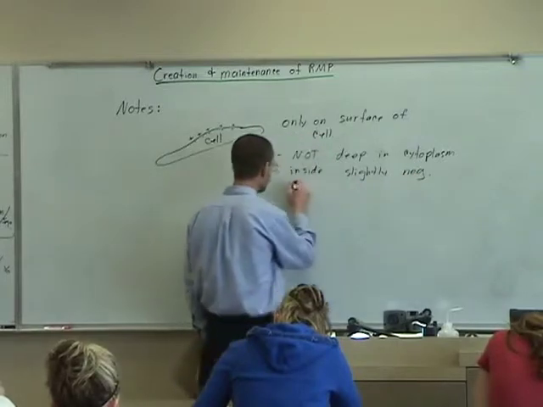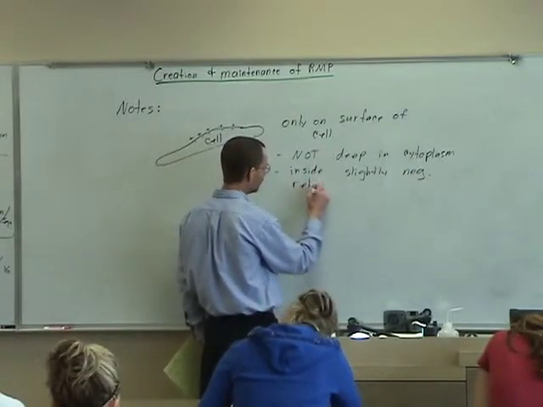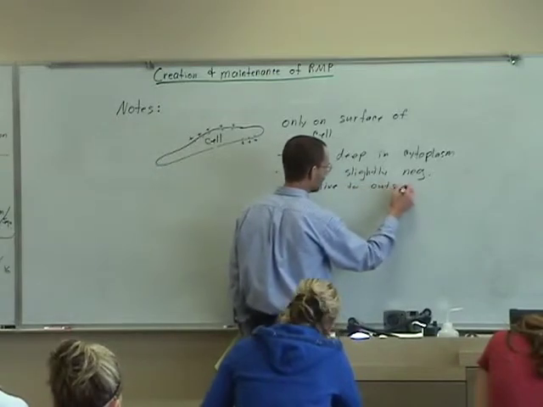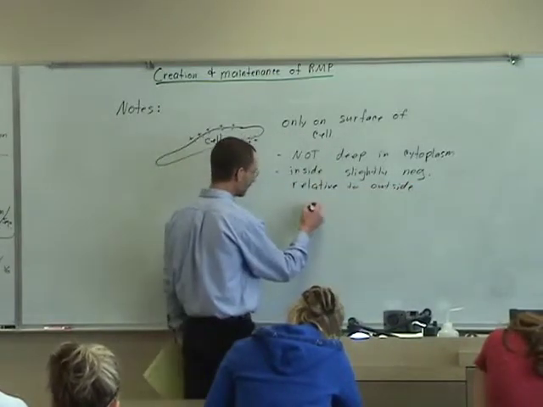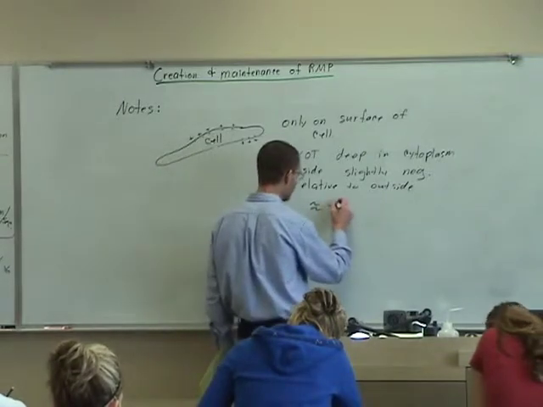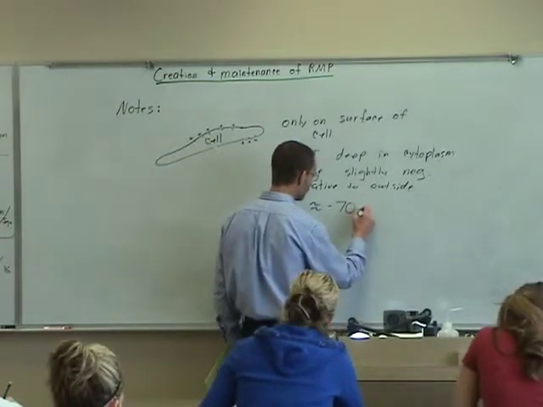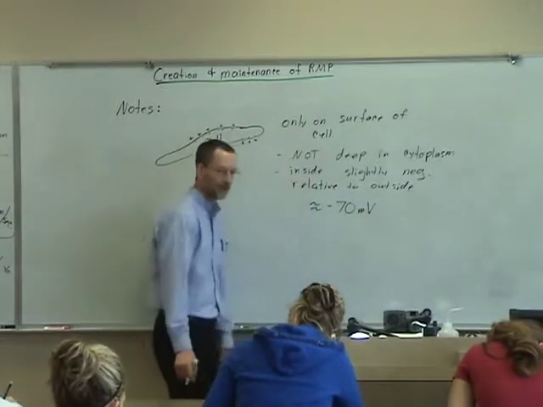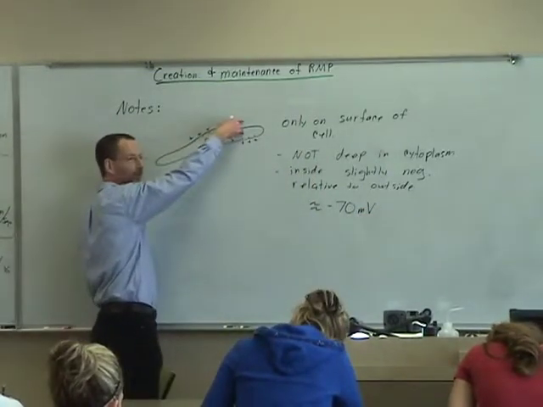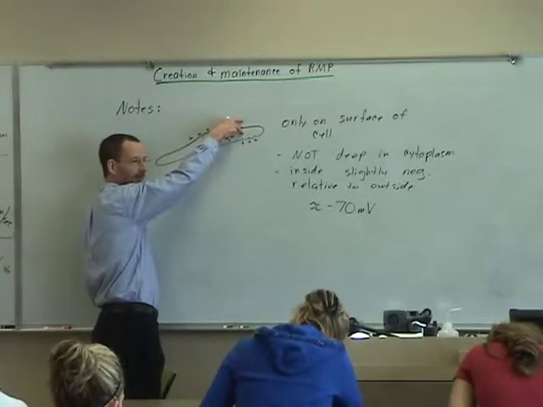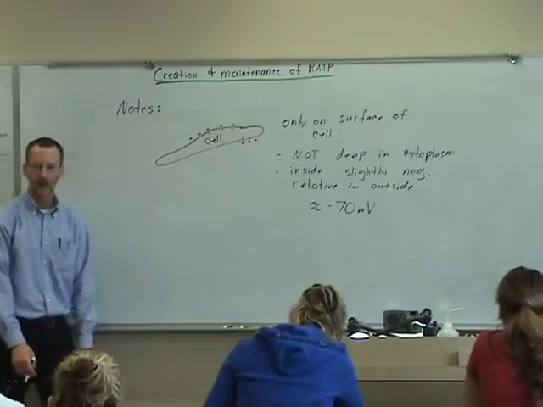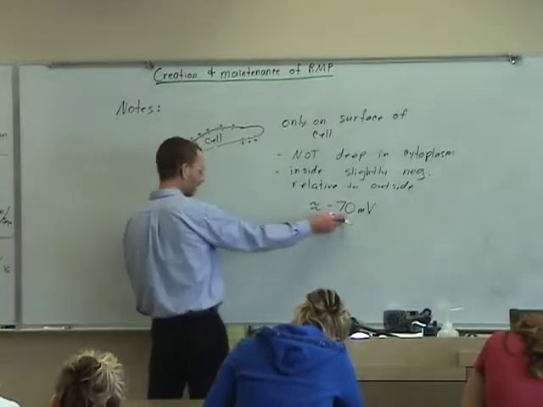Abbreviate negative relative to outside. And the amount, the potential difference, is approximately minus 70 millivolts. So it's a difference of about 70 millivolts between the outside and the inside. And the inside is negative relative to the outside, to about that much.